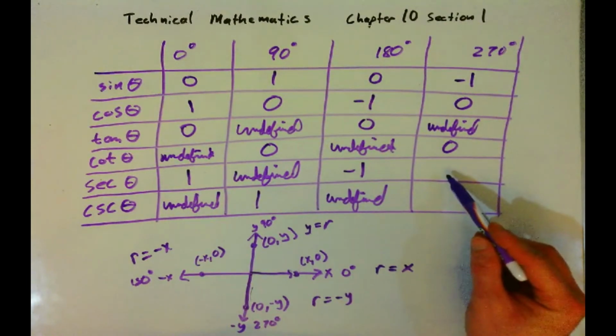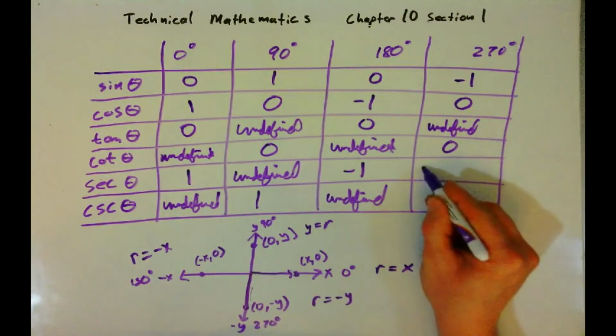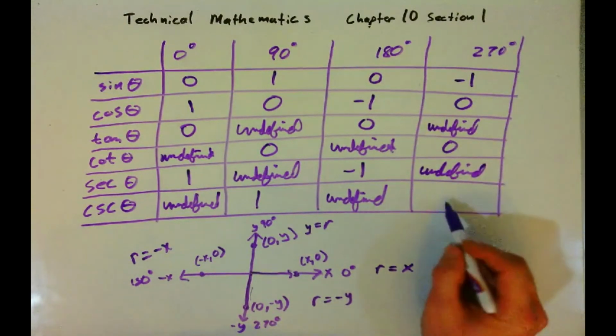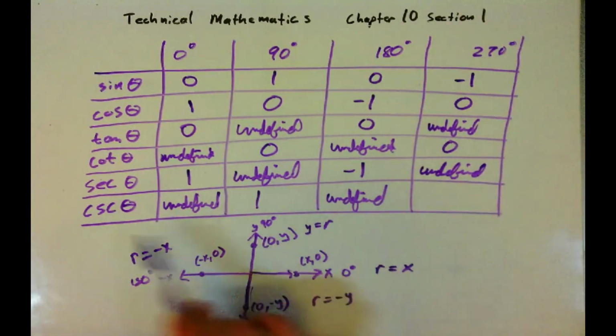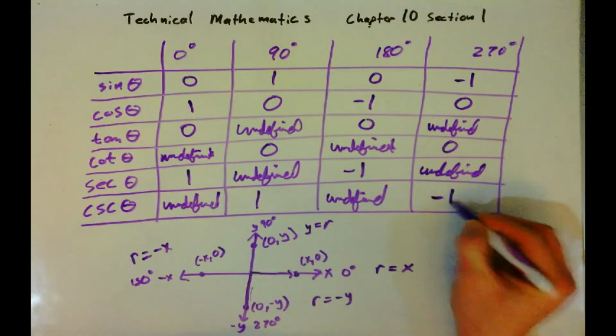The secant will be the hypotenuse divided by the x value. And so again, we're dividing by 0. So that's going to be undefined. And then lastly, we have the cosecant, which is the hypotenuse divided by the opposite side. And the opposite side is y, and it's negative, but they're equal. So when we divide them, a positive by a negative, and they're the same number, we will get negative 1.